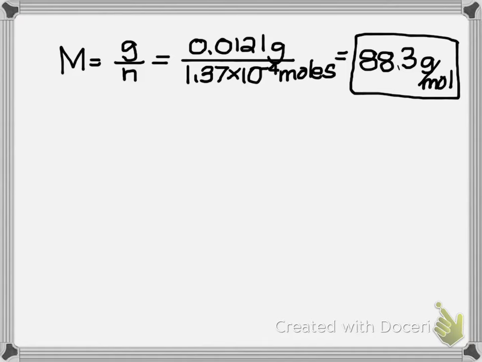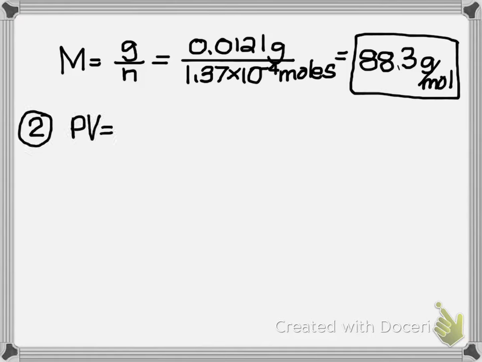Okay, so that's one way to solve. We know molar mass is grams per mole, so you take the grams that are given, use the ideal gas law and the information that's given to calculate the number of moles, and then divide the grams that were given by the number of moles you calculated, and that gives you the molar mass. Now the second way involves a rearranging of the ideal gas law.